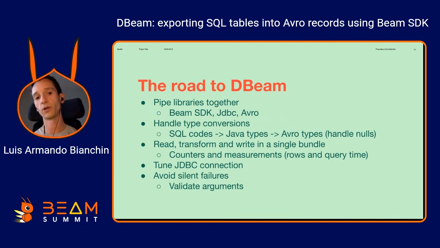Moreover, we also need to tune the JDBC connection, because if you don't tune it, JDBC can eagerly fetch all the records into memory, and that will not scale for millions of records to export. Another aspect we try to be careful about is to avoid silent failures, so we validate the arguments and provide good error messages before running the export.